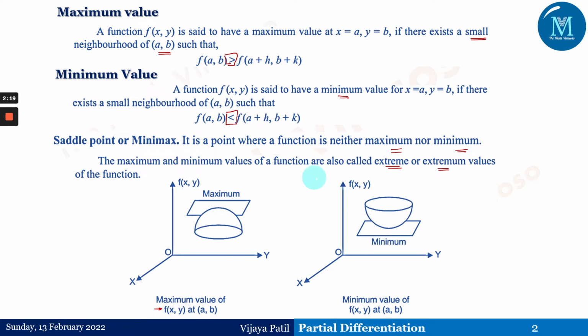So this is all about the introduction to the maximum and minimum value. I have purposely given these figures in front of you so that you can understand. If there is a bowl and a plane lying above it, the point on the upper side is the maximum, and if it is on the lower side of the curve, then it is known as the minimum point.